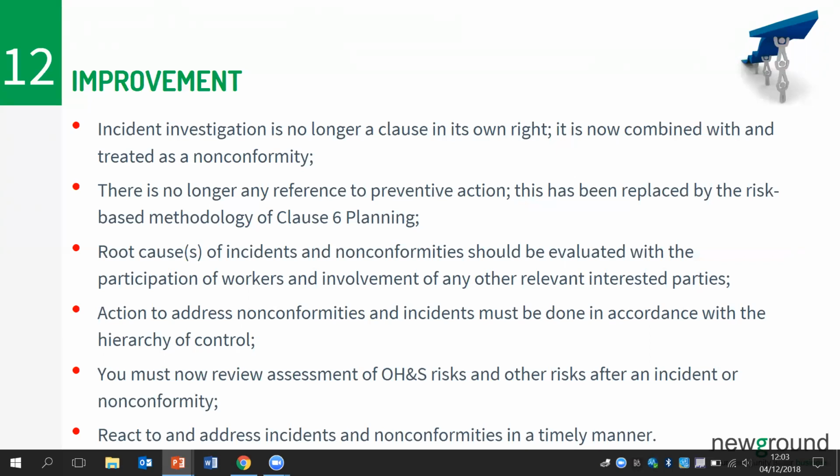And last but not least, you must now react to and address incidents and non-conformities in a timely manner. So it's been recognised that businesses are often good at identifying non-conformities, but they're not particularly good at closing them out in a timely fashion. So there's much more emphasis now on the timely closure of non-conformities, and it is something that your auditors could pay close attention to.